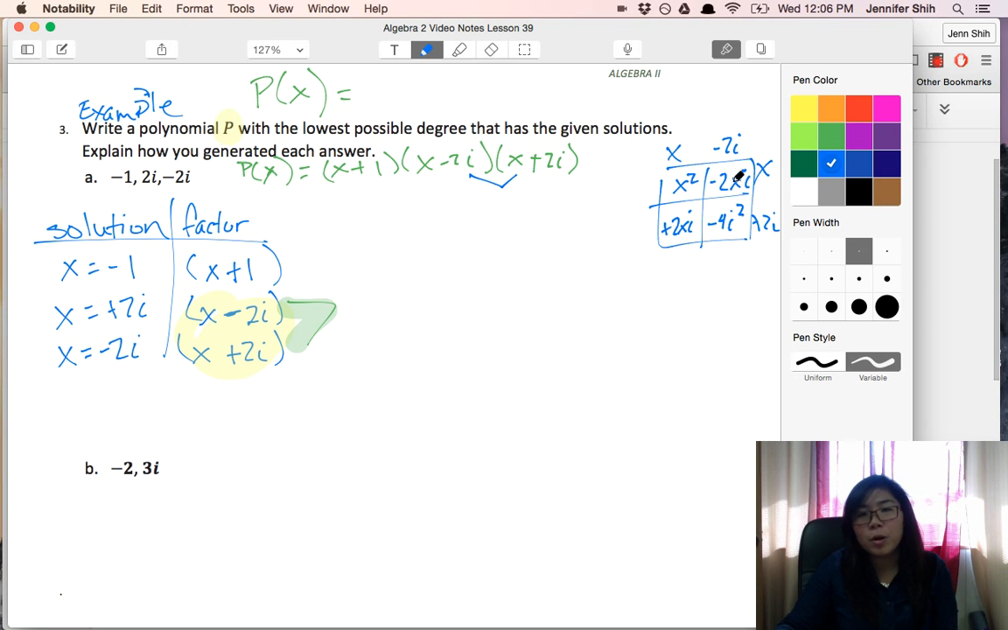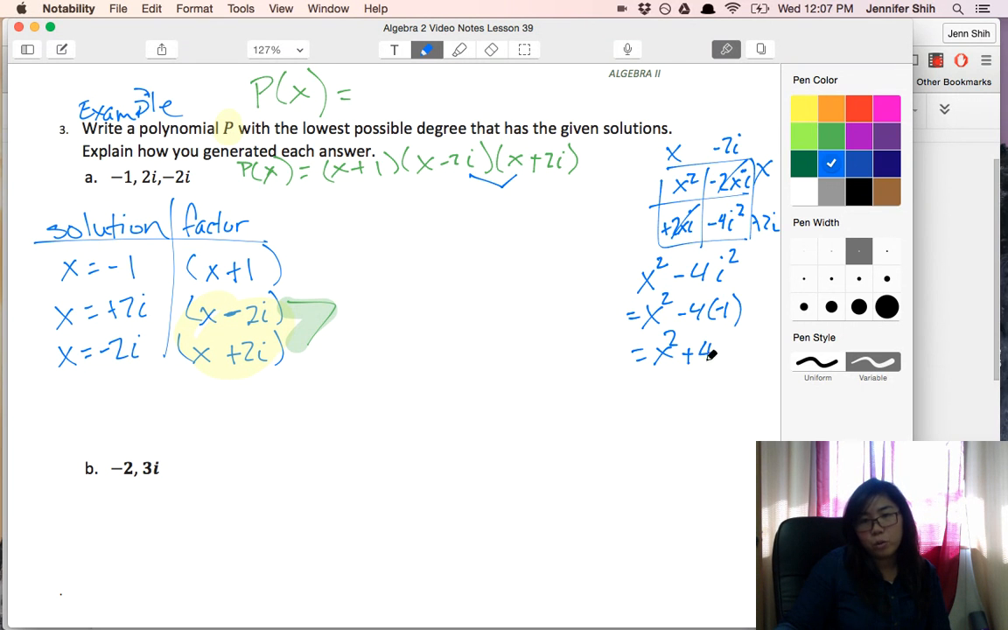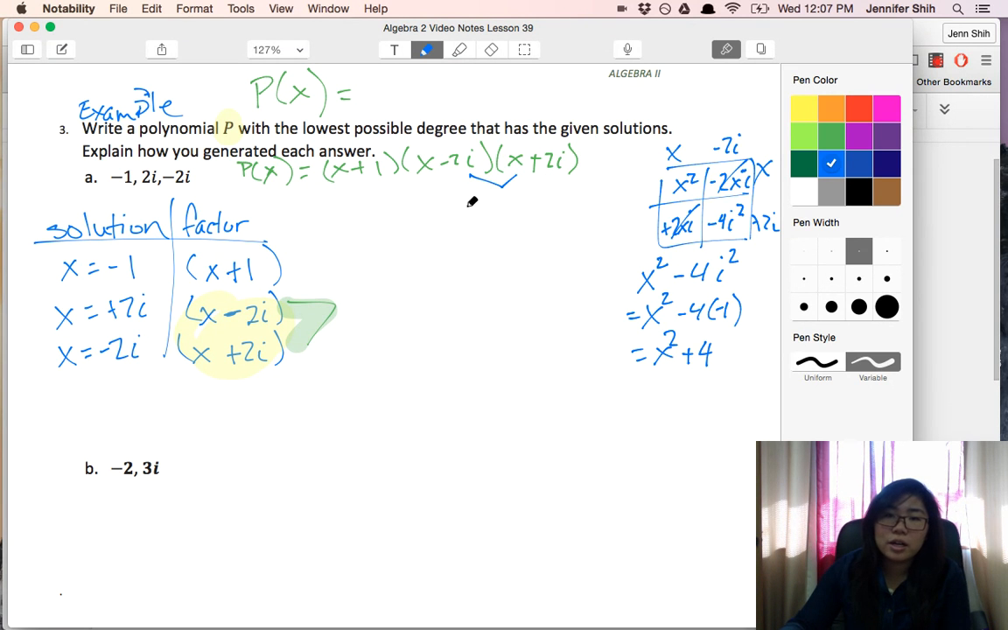Here is the important part when you combine like terms on the inside. We have x squared. Here's a positive version of this term, here's a negative version of this term, so they will go to 0. Now we have negative 4i squared, or x squared minus 4 times negative 1, or x squared plus 4. Okay? So this area is going to be x squared plus 4.